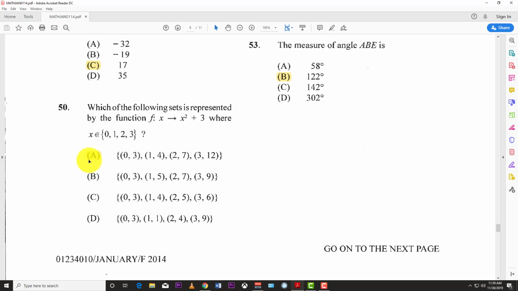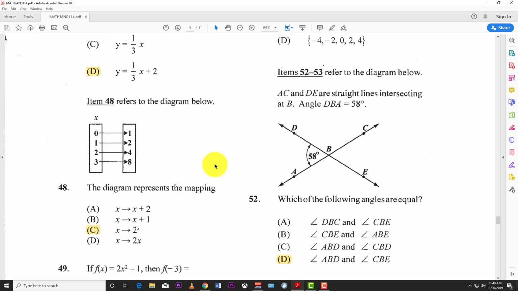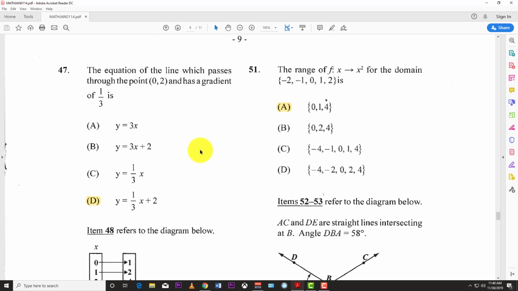Which of the following sets is represented by the function f(x) equals x squared plus 3, where the set x is 0, 1, 2, and 3? And so the best answer here is A, where the set is (0, 3), (1, 4), (2, 7), (3, 12). Alright, 51.